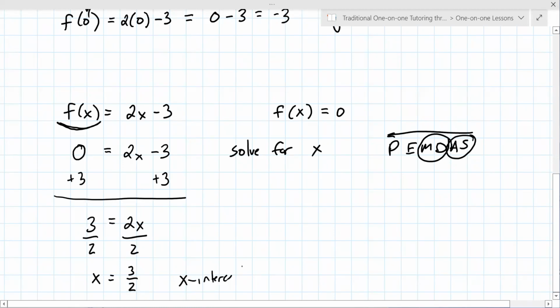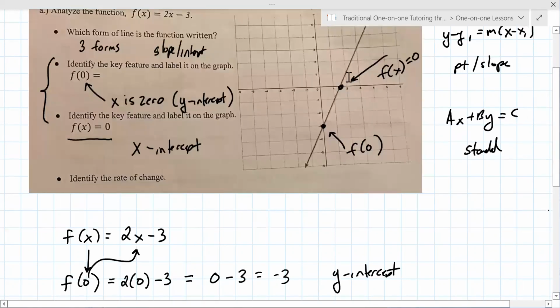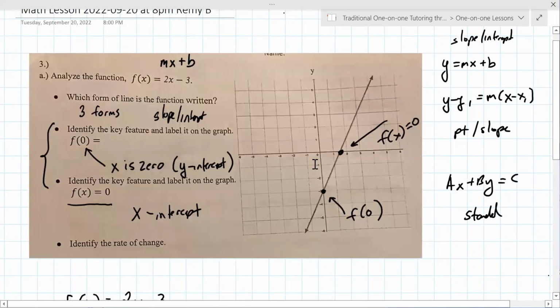Let's go back and look at our graph now. The x-intercept is where it crosses the x-axis. So your 3/2 is about 1.5. Do you see that's between the 1 and the 2? Okay, so the last part of this is to identify the rate of change. The rate of change means slope. So what is the slope in this equation up here? What's the number in front of x? 2. That's the slope. The slope is the number in front of x.